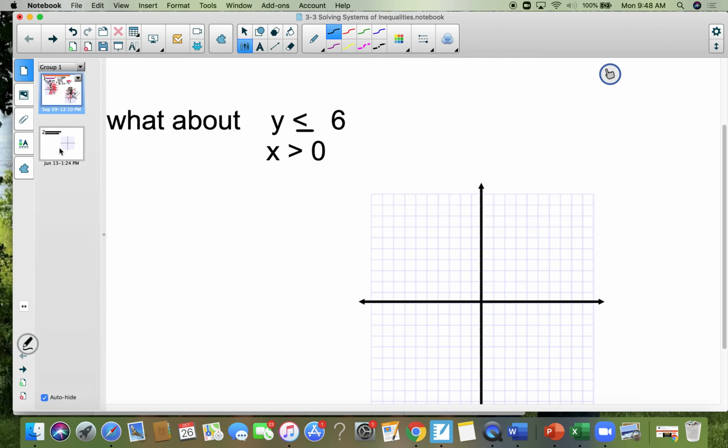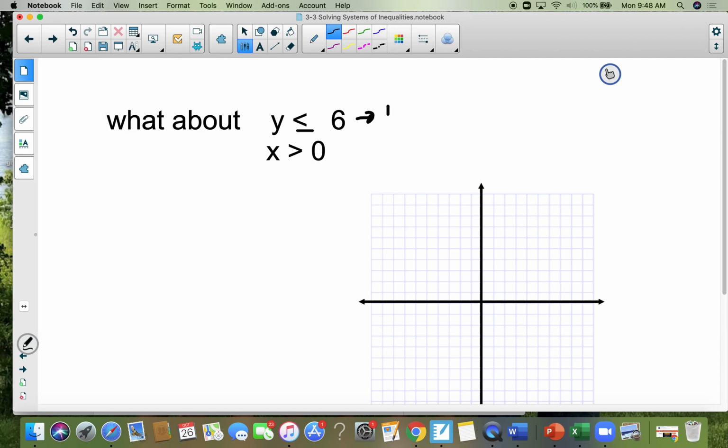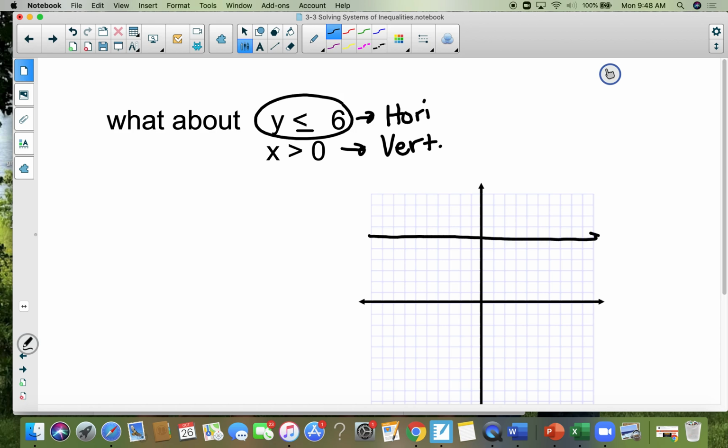And the last problem for the homework, it only has a y. If it only has a y, it makes a horizontal line. If it only has an x, it makes a vertical line. You're going to make a horizontal line at 6. 1, 2, 3, 4, 5, 6. And it's a solid horizontal line at 6. You want to be less than, so below that would be less than.